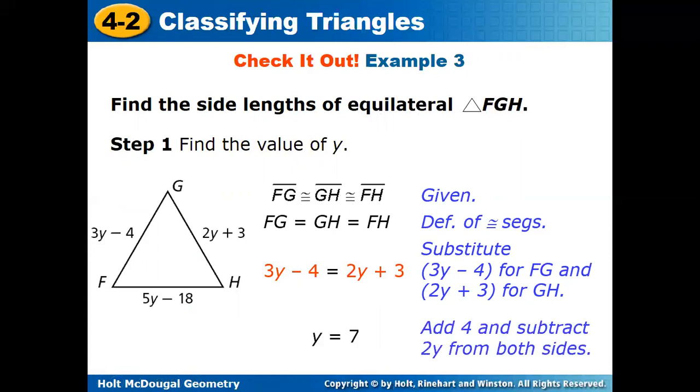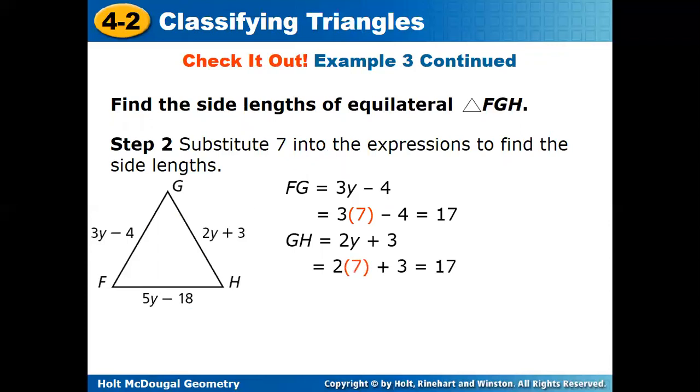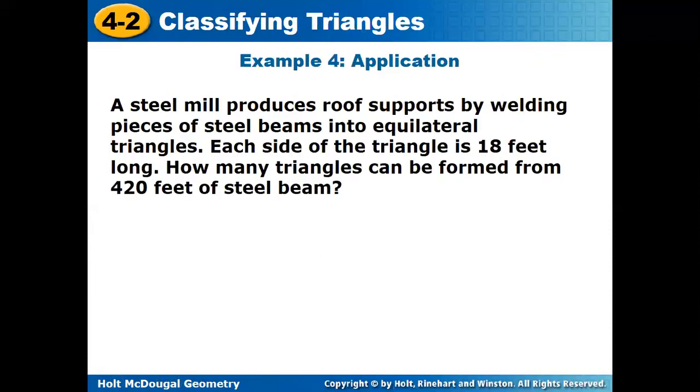Now substitute in one of them first, 3y minus 4. So 3 times 7 minus 4, it will be 17. Now, to check your answer, you can substitute also. It will be 2 times 7 plus 3 and also 5 times 7 minus 18. Now you can see that the three sides are equal in length.